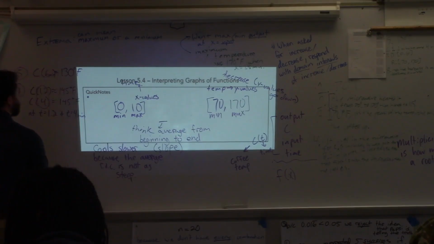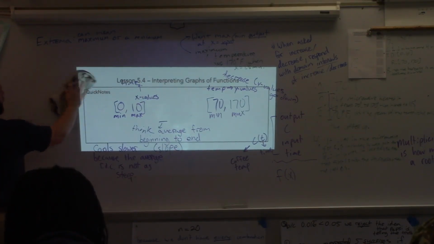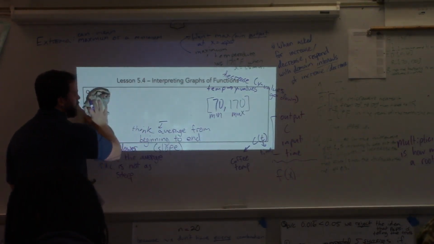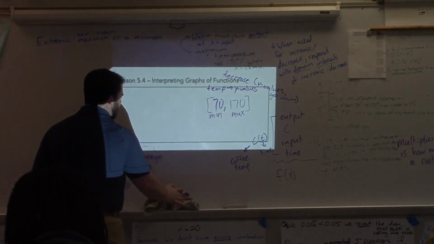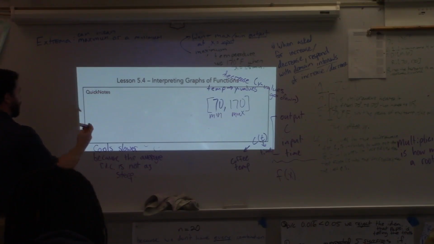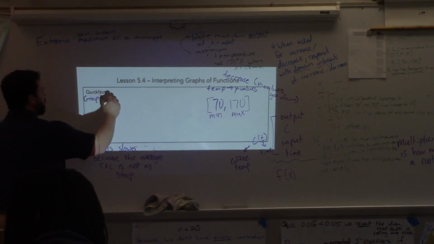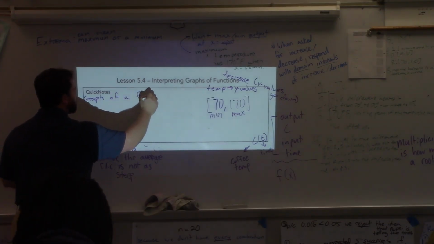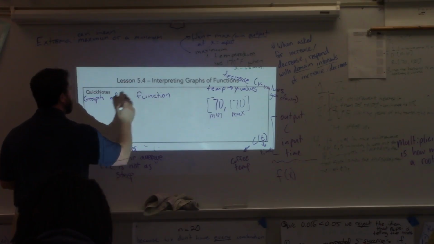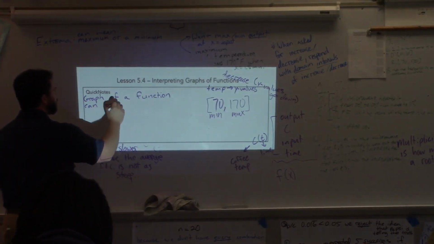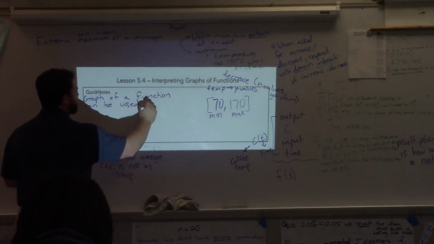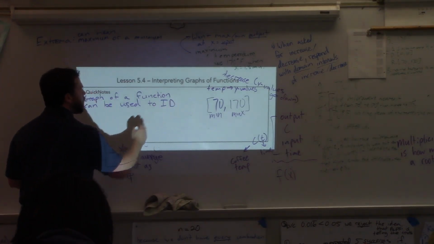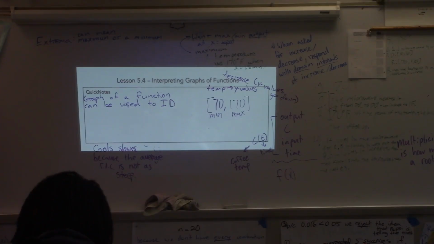Alright, hey guys, this is a huge summary of everything you need to know about analyzing a graph. First things first. A graph of a function can be used to ID what? What was the first thing we identified on that graph?